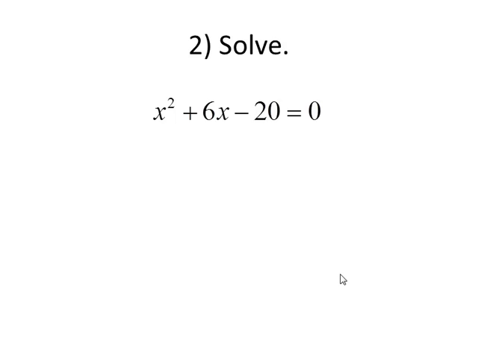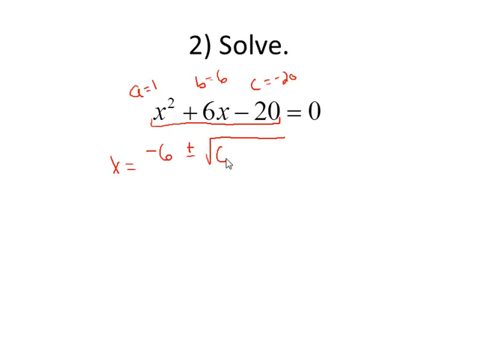Let's try another one. X squared plus 6x minus 20. This expression does not factor. So I'm going to use the quadratic formula with a equals 1, b equals 6, and c equals negative 20. X equals, the opposite of b is negative 6, plus or minus the square root of b squared, 6 squared, minus 4 times the value for a, which is 1, times the value for c, which is negative 20. And that's all going to be divided by 2a, which is 2 times 1.